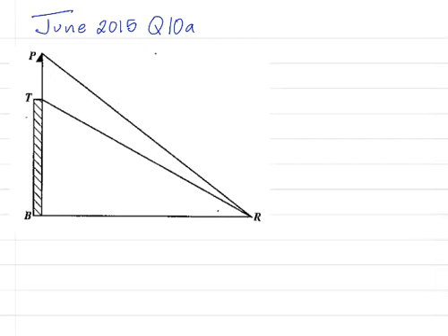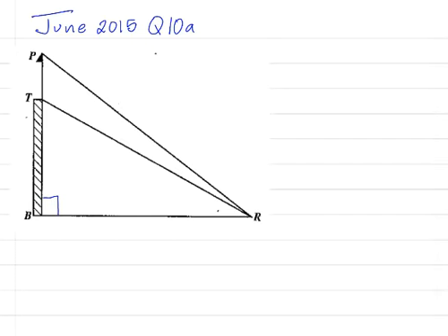Part I. Label the diagram to show the distance 60 meters, the angles 35 and 42 degrees, and any right angle. Alright, first thing, BT is vertical and BR is horizontal, and the angle between vertical and horizontal, this angle here, is 90 degrees. That's the first thing.